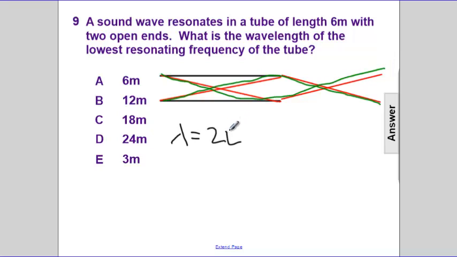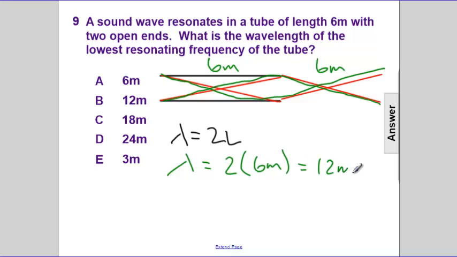One wavelength is not contained within the tube, which is 6 meters in length, but it would take 2 times that distance for a total of 12 meters of wavelength. So the wavelength is 2 times the distance, or the length of the tube in this case, for the lowest resonating frequency, which ends up being 12 meters.